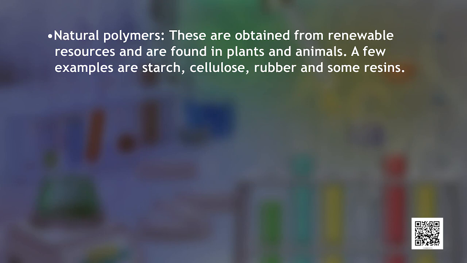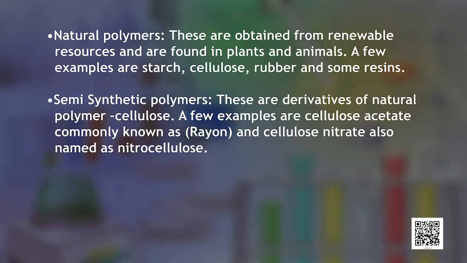Now, what are natural polymers? These are obtained from renewable resources and are found in plants and animals. A few examples are starch, cellulose, rubber and some resins. While semi-synthetic polymers are derivatives of the natural polymer cellulose. A few examples are cellulose acetate, which is commonly known as rayon, and cellulose nitrate, which is also called nitrocellulose. The third type of classification is on the basis of mode of polymerization.